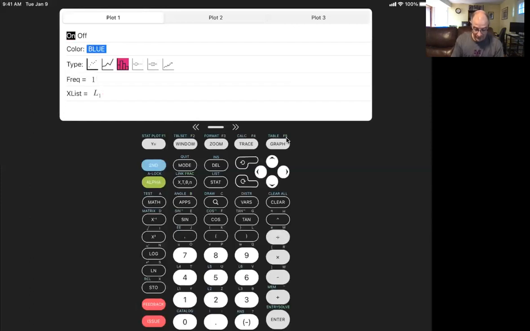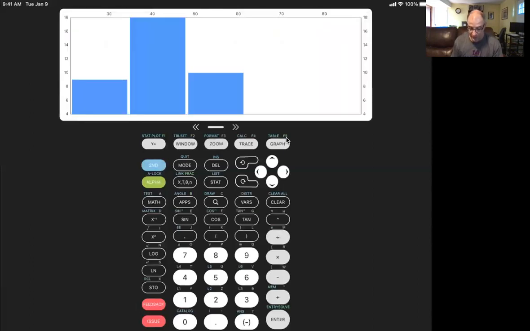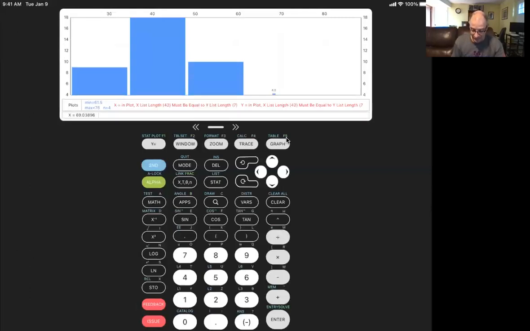I'm going to create a histogram, which is that middle graph. Frequency is 1. My list is L1, and now I'm going to hit graph. Okay, now that looks a little bit funky. Actually, it looks really funky right now. So I'm going to hit zoom, and I'm going to hit 9 for zoom stats. So it's going to zoom around the stats that I have. Now I'm not a big fan of what it did for me there.